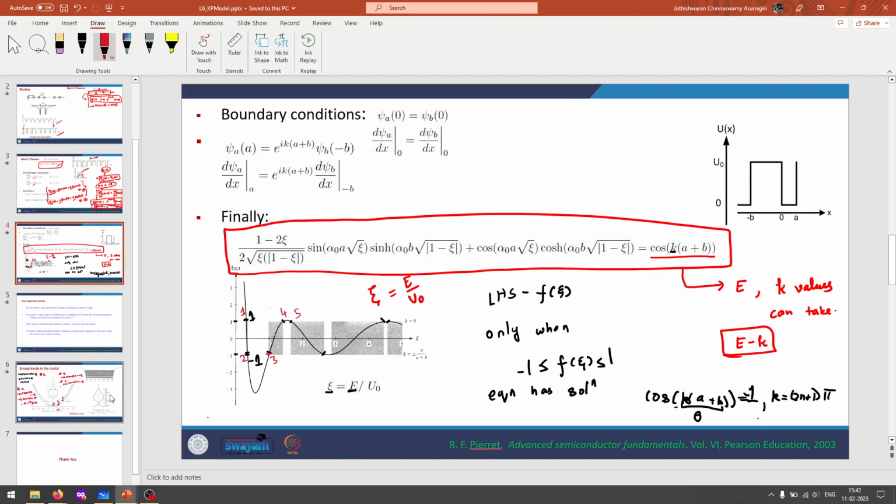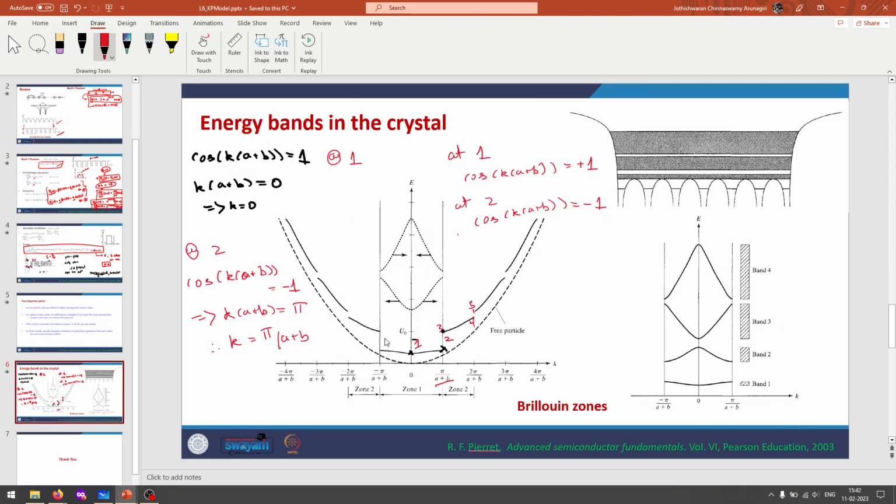Now you can ask, what about the negative side? The negative side fundamentally comes from the same reasoning that we used for the particle in a box.